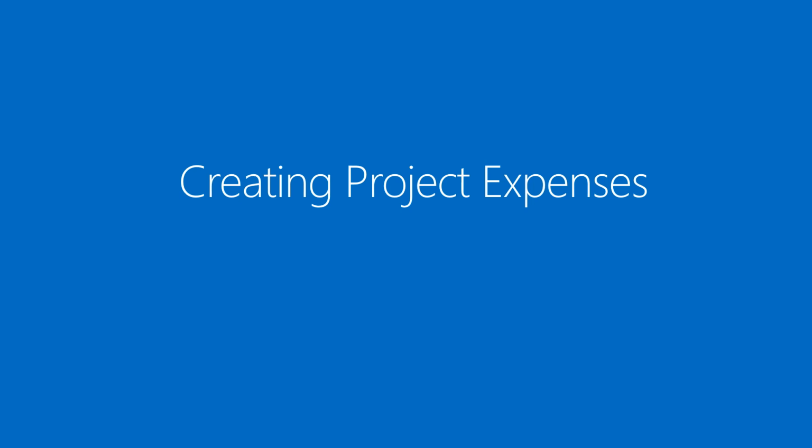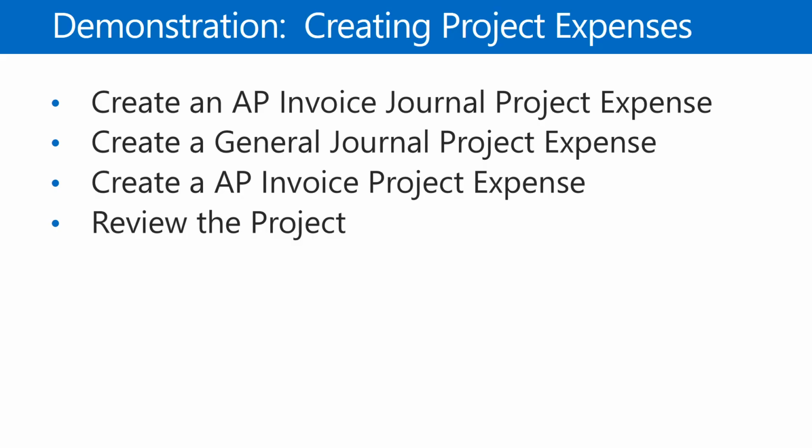During this lesson, we'll be creating project expenses. For the demonstration of creating project expenses, we'll specifically create an AP invoice journal and post it towards the project. Then we'll create a general journal and post it towards the project. And then we'll finally take a look at AP invoice and how you can book that expense towards the project. And then after we get done, we'll review the project and see exactly what happened.